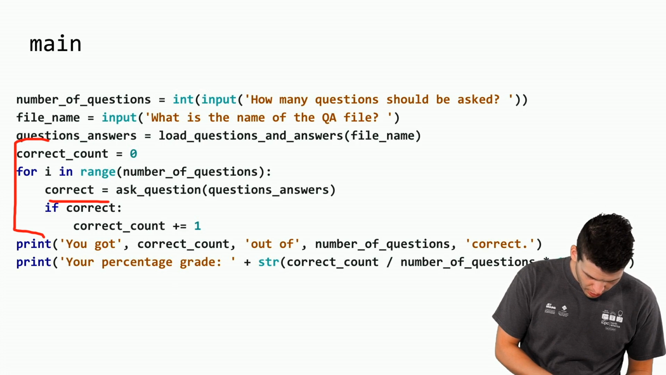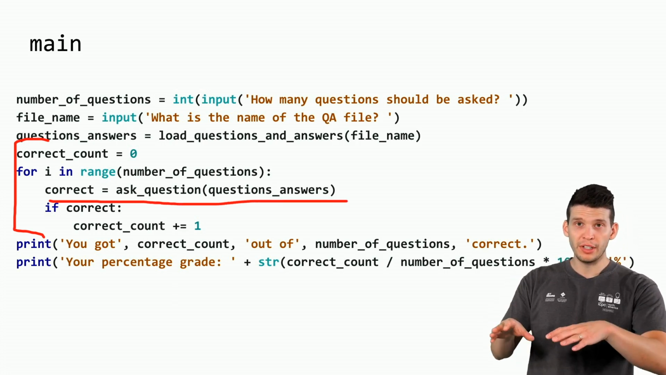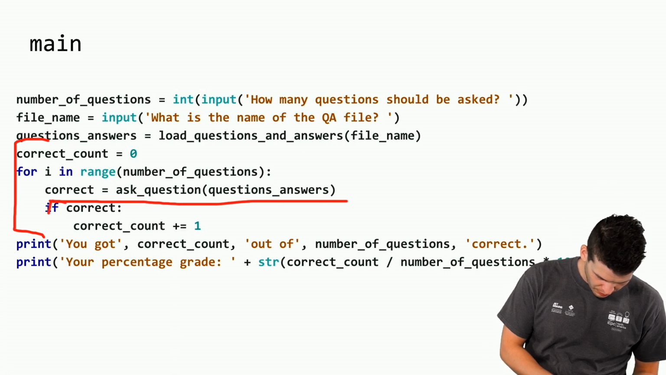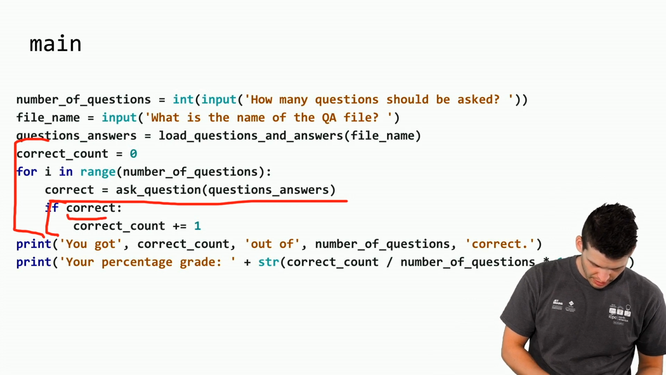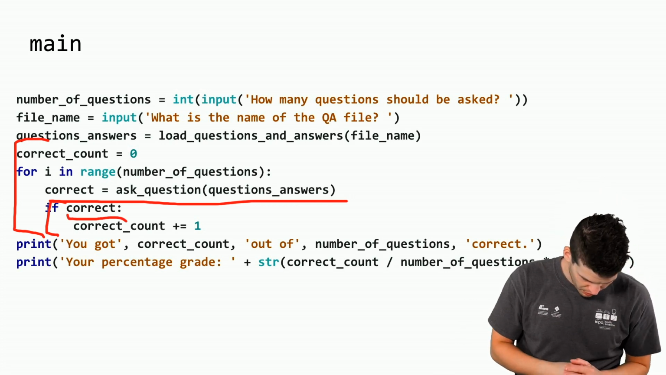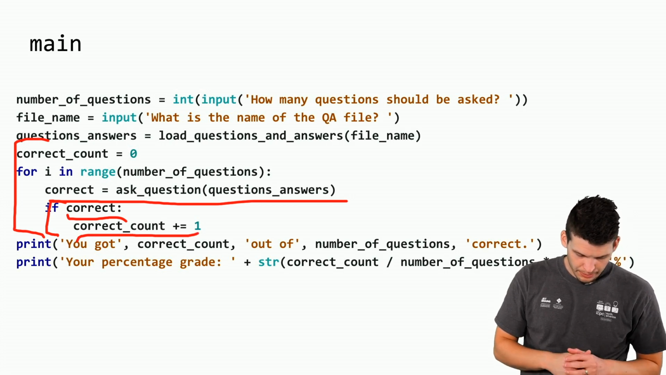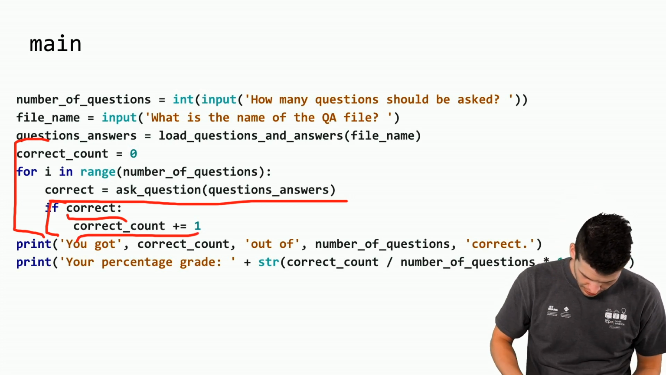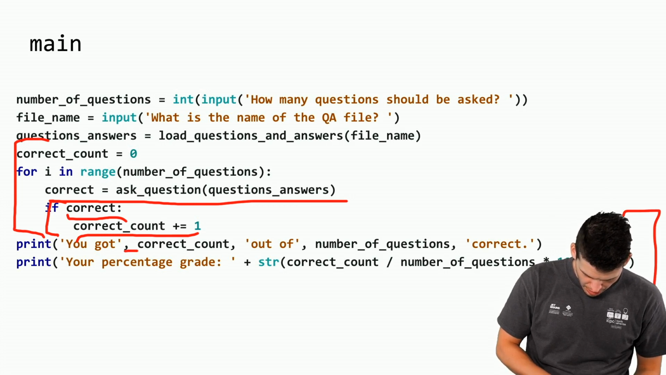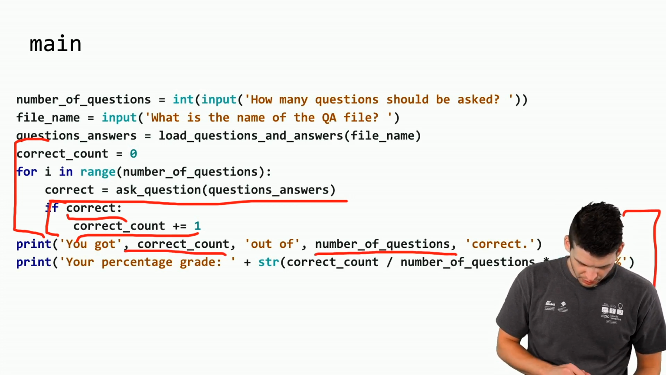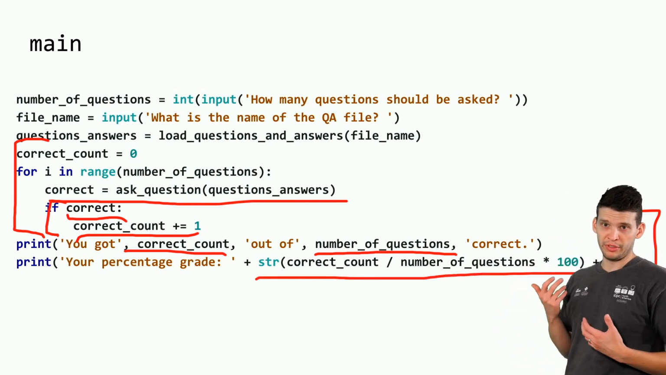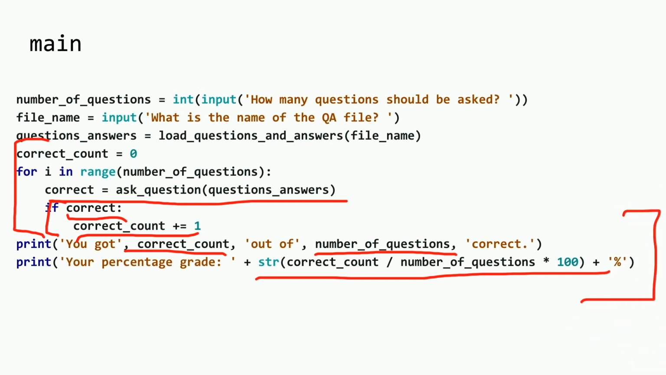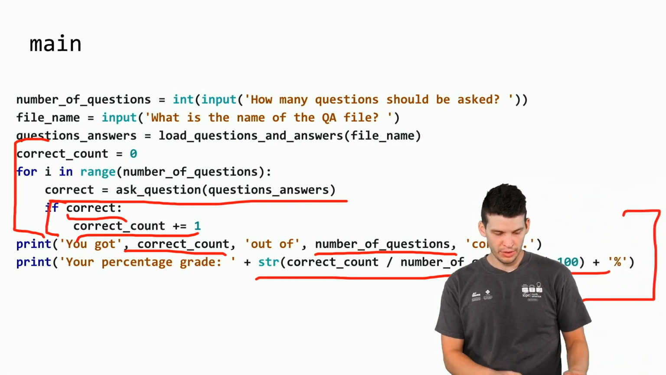So in that loop, we call the ask question function and pass in the dictionary to it. But then we also check after the question was asked if that correct variable that it returned was true, which is just if correct, that will be true if the variable is true. Then we add 1 to our correct count. And we're going to need our correct count later to determine how many we got correct out of the total number of questions variable. And then this is the calculation that gives us the grade as a percentage to print out to the user, and then the quiz is over and the main function can finish.